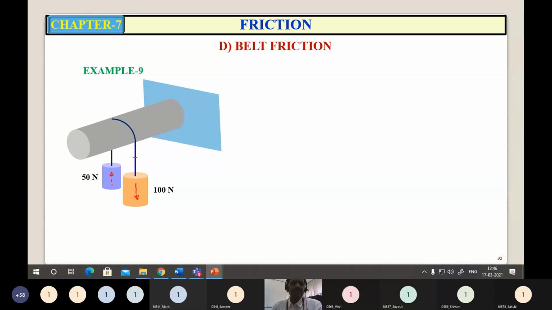So if you see the tensions in this rope, the tension in the direction of impending motion is T2. The other side tension is T1. T2 is always greater than T1. So here the value of T2 is 100 Newton, T1 is 50 Newton. Lap angle is how much? Pi radians.